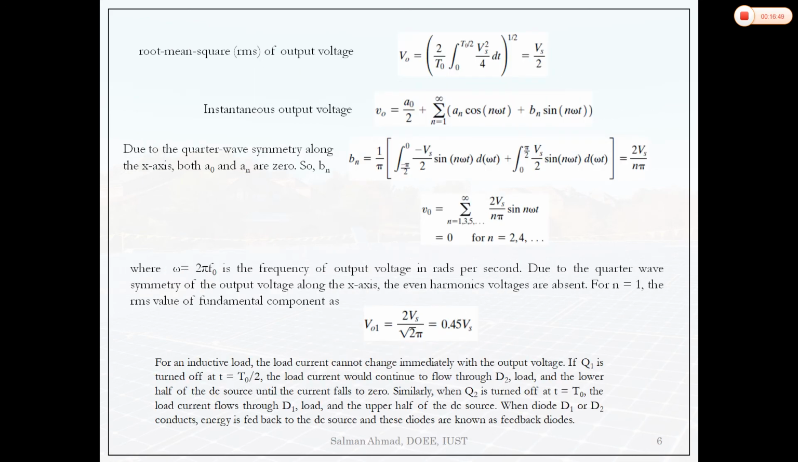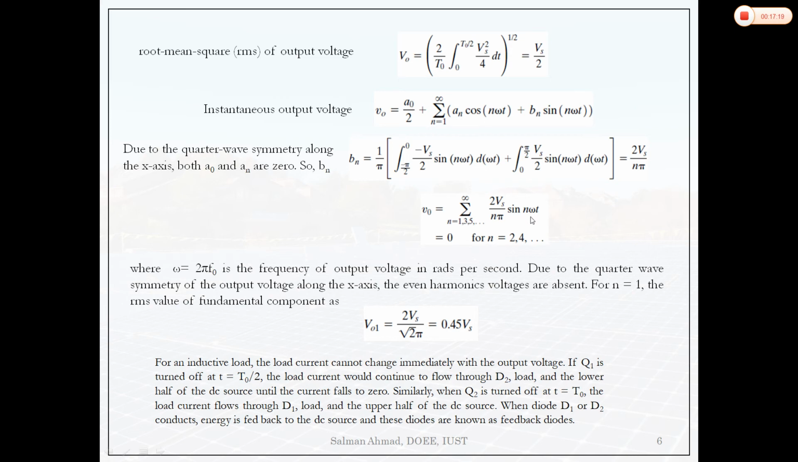Now we can find what will be the RMS value of the fundamental component. If we substitute n is equal to 1 in this expression, you will get the value of the fundamental voltage. The fundamental component peak value will be 2 Vs upon pi. If you divide the peak value by root 2, you will get the RMS value. So substituting n is equal to 1 gives 2 Vs upon pi sin omega t.